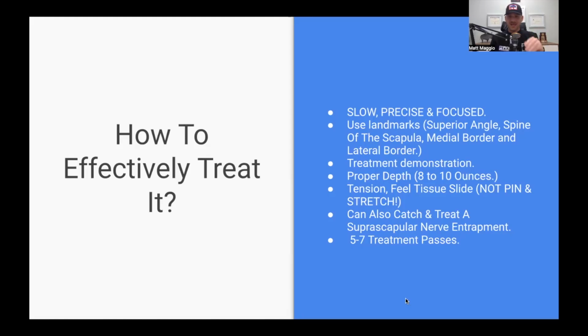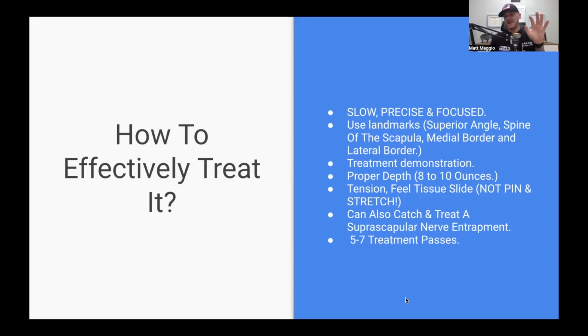So just a couple take-homes from the treatment demonstration. One is going to really be proper depth. In order to break down adhesion, you need proper depth, and then you need proper tension, and then have the client go through a full range of motion. A lot of myofascial release treatments out there are way too compressive, and they don't allow for that tissue to slide. You need the tissue to slide under your thumb, under your fingers to actually break it down.